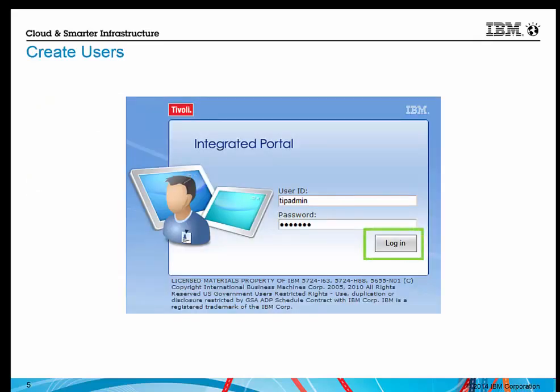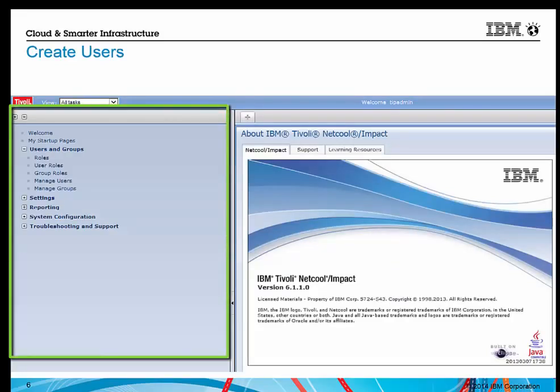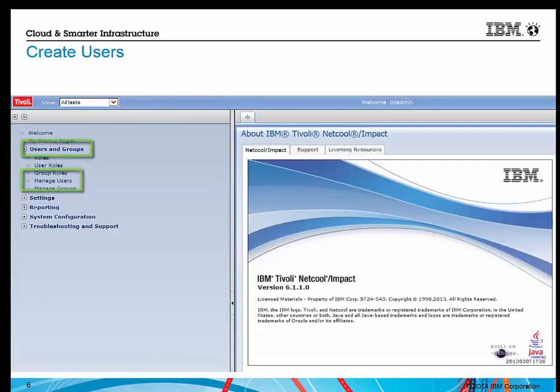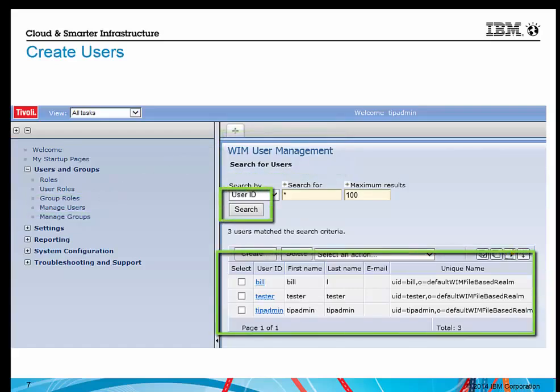Start by logging into the TIP console with the ID that is authorized to create an Impact user. We will use the default user for this task, tipadmin. Put in the user ID tipadmin, its password, and then log in. For the task, from the Task Navigation panel, select Users and Groups, Managed Users. This will open the User Management Search for Users window. Click on Search to display the current users.